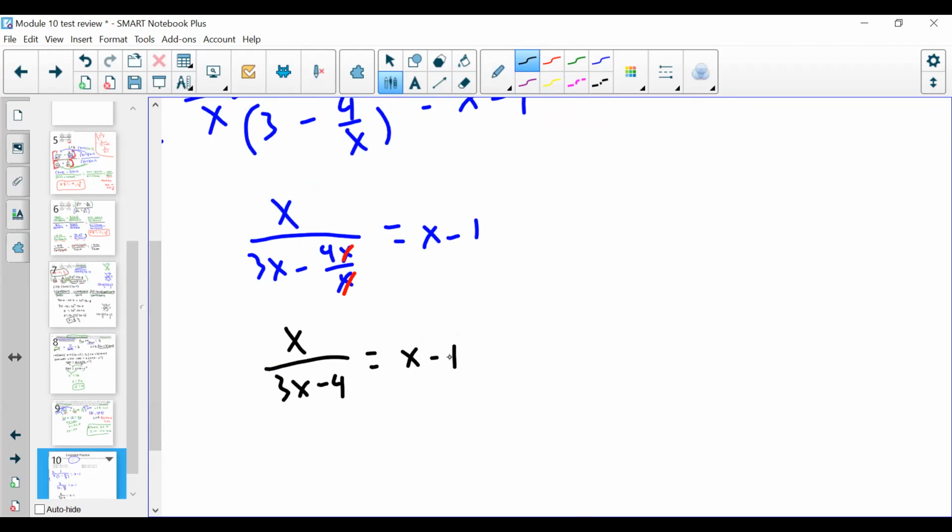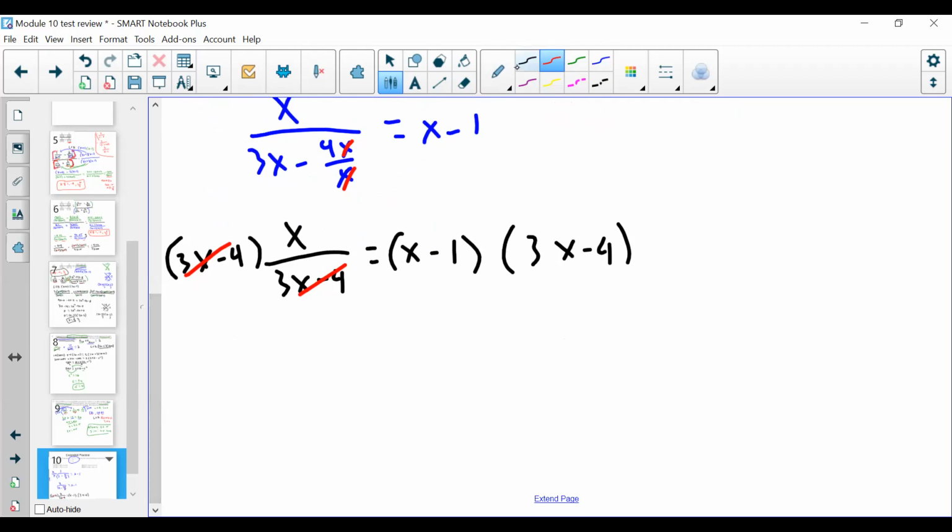And then from here, I want to get rid of this denominator. So I can multiply both sides by 3x minus 4, because when I do, I get rid of my denominator. What I'm left with is x equals x minus 1 times 3x minus 4, which gives me 3x squared minus 4x minus 3x plus 4.